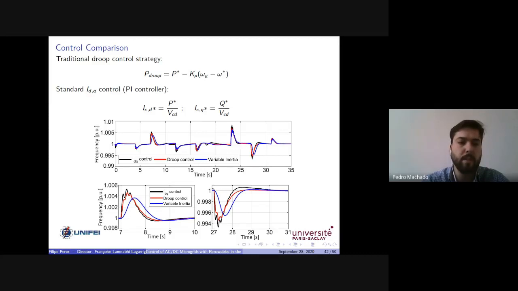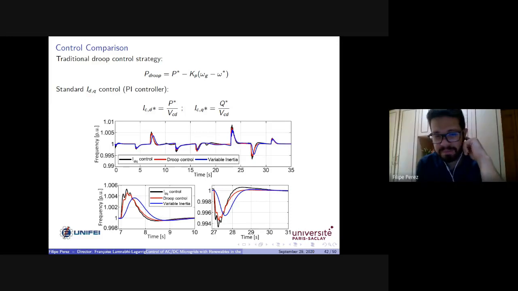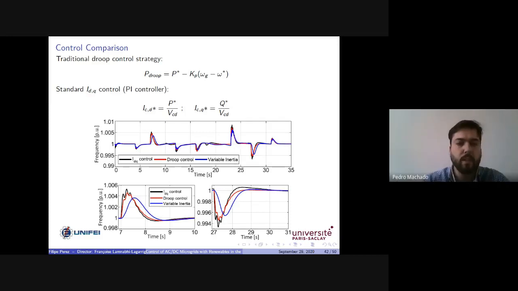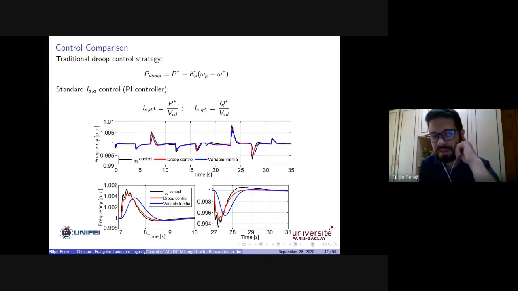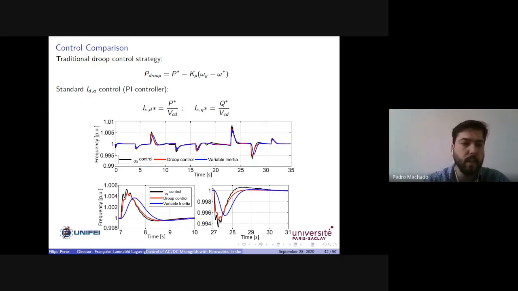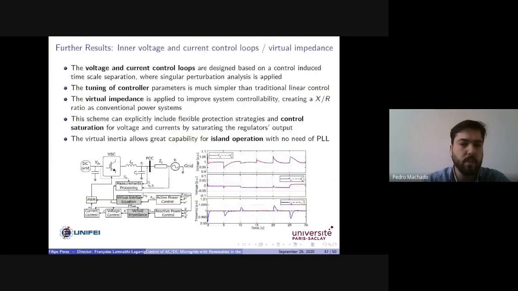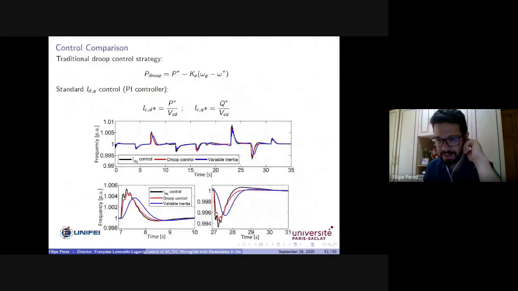It's really interesting. Yes, I agree with you. You have to find a trade-off between the DC and the AC side quality. If you have a good quality on DC, the AC will be with a lot of negative sequence current. Yes, I agree. Anyway, and also in the last slide, I saw you say something about you don't need PLL.